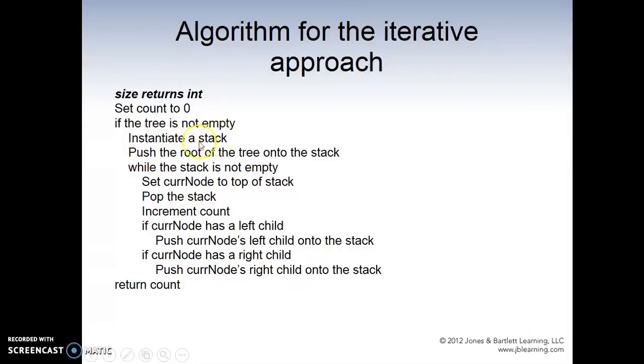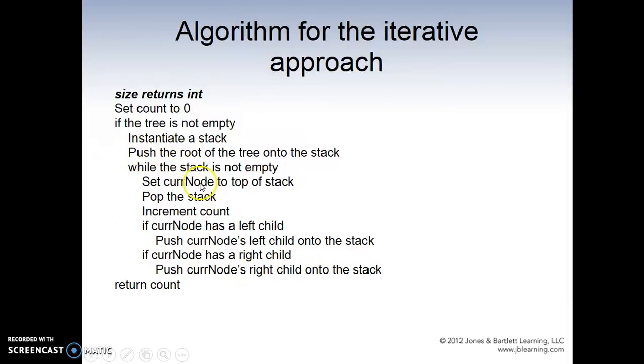We create a stack, and we push the root of the tree onto the stack, while the stack is not empty. Set the current node to the top of the stack, and we pop the stack. Increment the count. Now, if the current node has a left child, then push it onto the stack. And if the current node has a right child, then push it onto the stack.